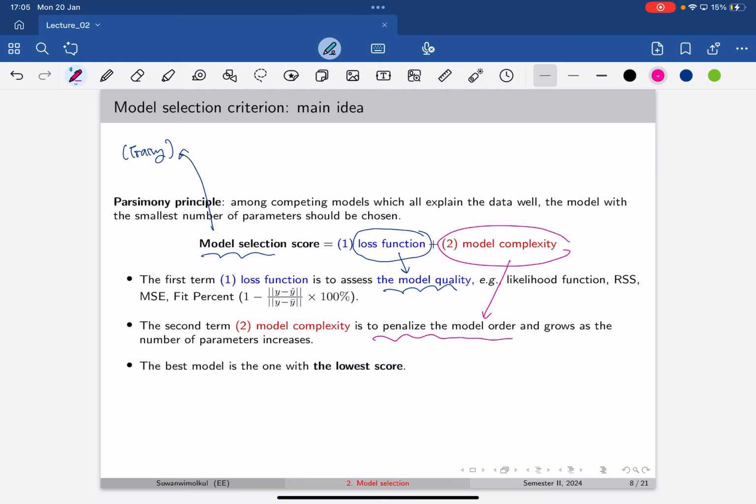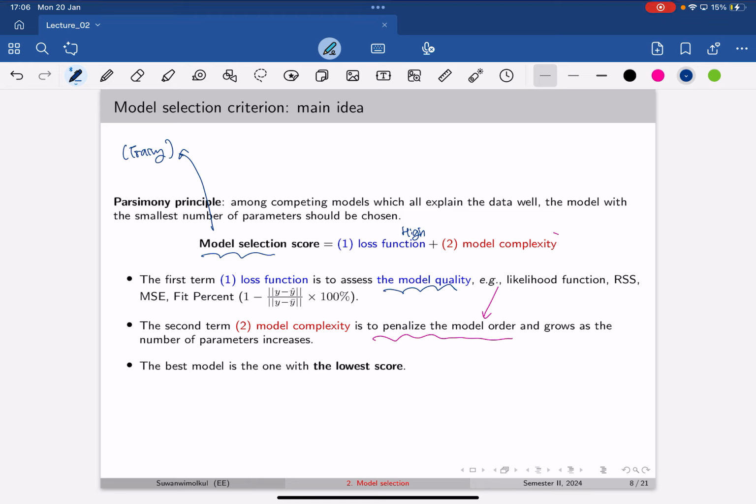And if you look at this selection score, let's say if we have a high loss function, if this one is high, probably this means that your model is not good yet. It still has high loss. And usually this loss is going to be something like RSS, or maybe a negative log likelihood, which is still an RSS term.